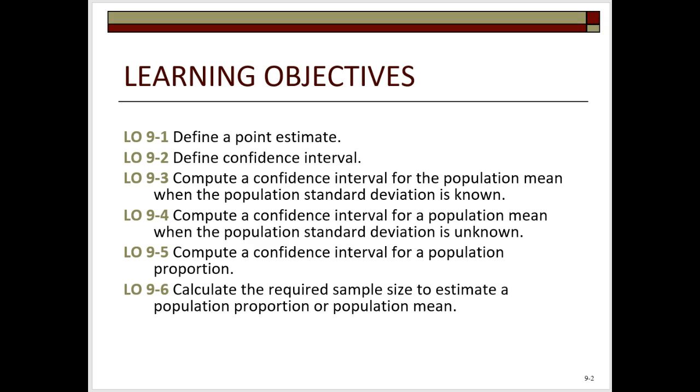In Chapter 9, we're going to define the terms point estimate and confidence interval estimate, and construct a confidence interval estimate for the population mean when the population standard deviation is known or unknown. We'll also learn how to construct a confidence interval estimate for a population proportion. We're going to look at how sample size is determined in estimating a population proportion or a population mean.